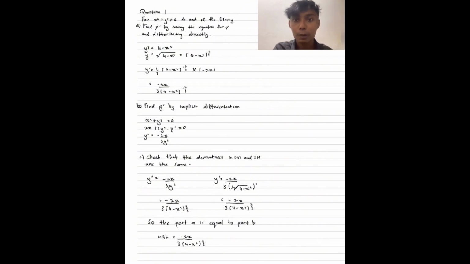For y prime, we differentiate the whole expression. We get y prime equal to 1 over 3 times (4 minus x squared) to the power of negative 2 over 3, times negative 2x. So just multiply it and we get negative 2x over 3 times (4 minus x squared) to the power of 2 over 3.